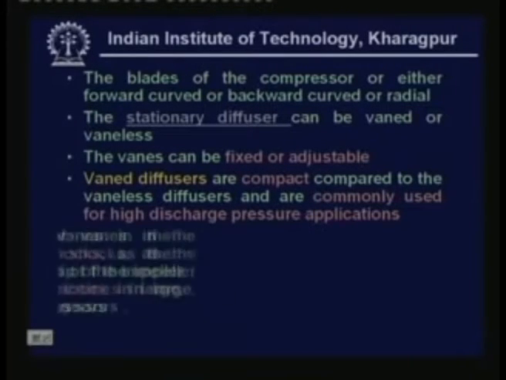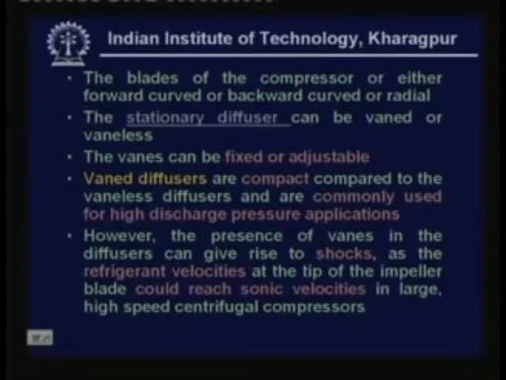However, vane diffusers have one disadvantage. The presence of vanes in the diffusers can give rise to shocks, as the refrigerant velocities at the tip of the impeller blade could reach sonic velocities in large high speed centrifugal compressors. So what happens in large high speed centrifugal compressors is that the tip speed will be very high. Once the tip speed is high, the refrigerant velocity at the tip of the impeller also will be high, and it may so happen that it is higher than the sonic velocity.